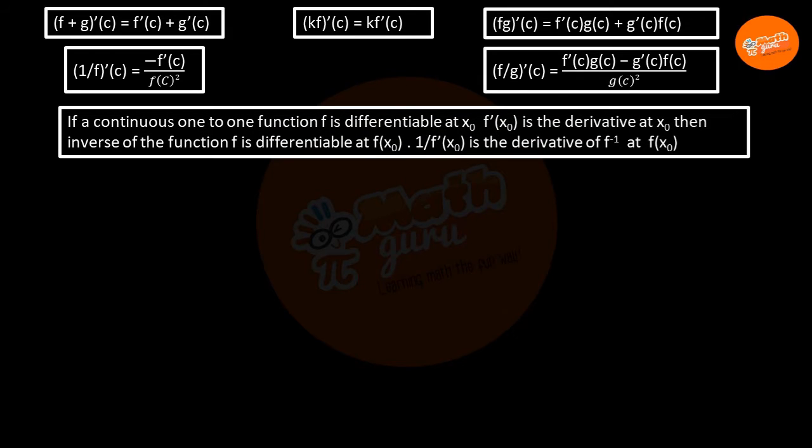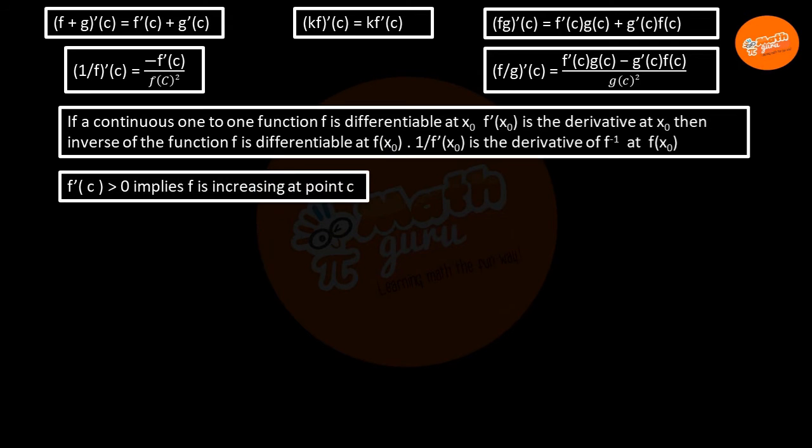Then if a continuous one-to-one function f is differentiable at x naught and f prime of x naught is the derivative at x naught, then the inverse of the function f is differentiable at f of x naught, and 1 by f prime of x naught is the derivative of f inverse at f of x naught.